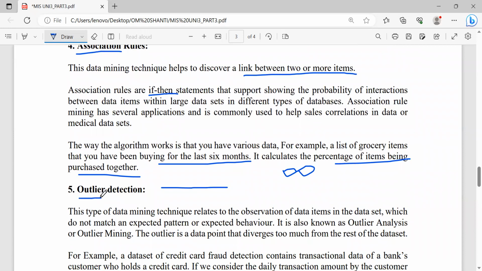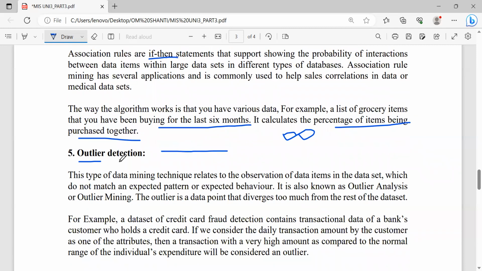Outlier detection. Outlier, as its name implies, is something that is not part of a normal cluster, that is other than the matching content. This data mining technique relates to the observation of data items in the data set which do not match an expected pattern. It is also known as outlier analysis or outlier mining. An outlier is a data point that diverges too much from the rest of the data set. If the rest of the data set is different, then the outlier comes from a different data set.